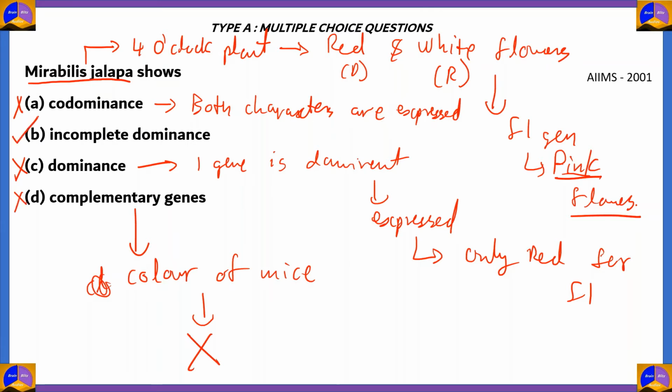The right answer is option B, incomplete dominance. We know that red is dominant, but still we find pink flowers because red is not completely dominant over white. So a mixture of both red and white colors occurs, leading to pink flowers in the 4 o'clock plant.